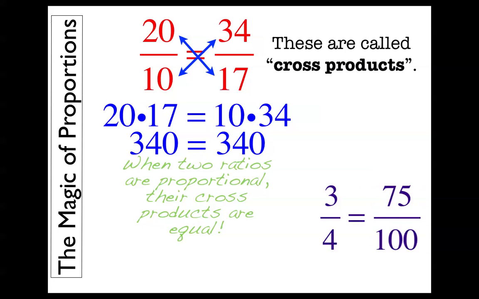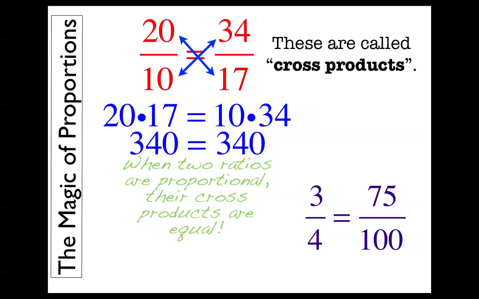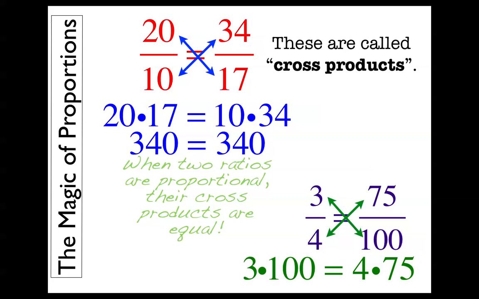Let's test it on another one. 3/4 and 75 100ths, or 3 out of 4 and 75 out of 100. You might already suspect that these are indeed proportional, and they are, because 3/4, that's like 3/4, and isn't 75 out of 100 cents 3/4 of a dollar? Yeah. Let's verify it though. 3 times 100, 4 times 75. Yeah, 3 times 100 is 300. 4 times 75 is also 300. You can check it on your calculator if you want to. That's the magic of proportions. Their cross products are always equal.